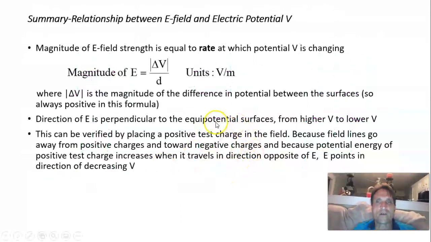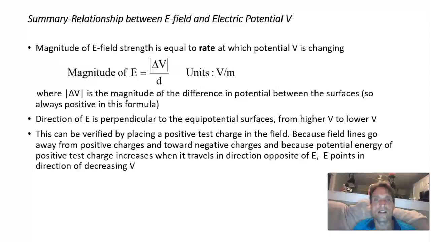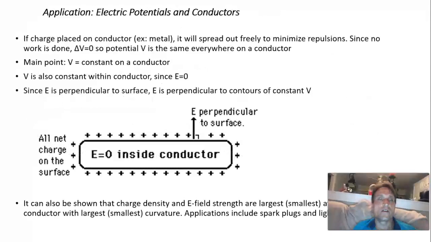The other important point that we discussed is that the direction of E at any point in space is perpendicular to the equipotential surfaces, and it will point from higher V to lower V. This can be verified if you stick a positive test charge in the field. The field lines go away from positive and toward negative, because the potential energy of the positive charge increases when it goes opposite to the field. So the electric field always points in the direction of decreasing voltage, and it's perpendicular to the equipotentials.